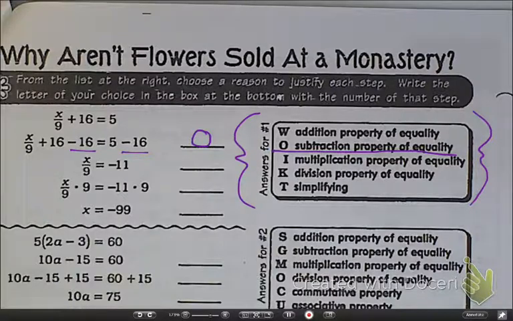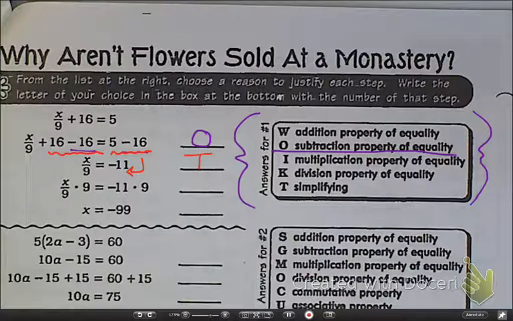All right, let's look at the next step. I see that over here on the left-hand side they got rid of this plus 16 minus 16 because those are additive inverses, so they cancel. And then over here they simplified. They got 5 minus 16 equals negative 11. And so I would just call that simplifying. That's a simplifying process, so that's going to be a T. All right, so far so good.